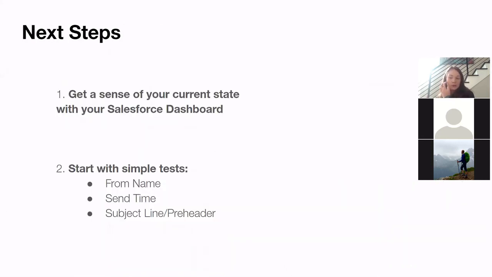Generally, what we encourage you to do is, if you haven't already done so, go ahead and check out your Salesforce business unit level dashboards and get a state of where you've been and where you are today. And then start with those simpler tests. So either a from name, a send time, or a subject line pre-header test is a really good option to start with.